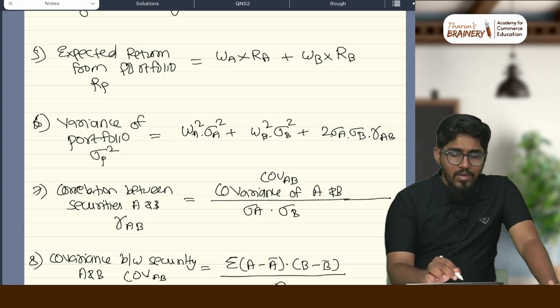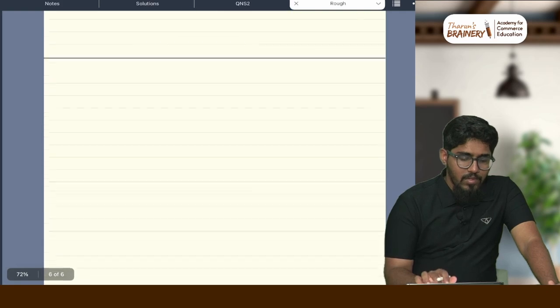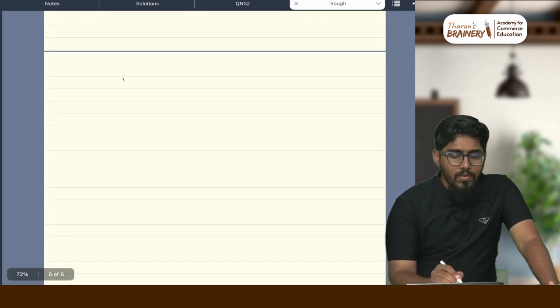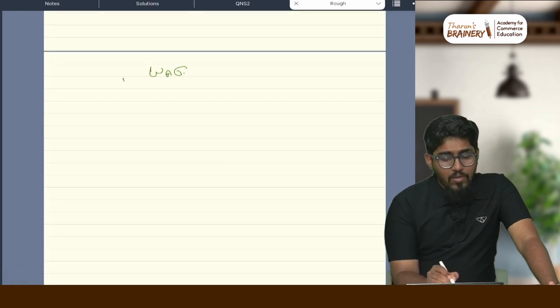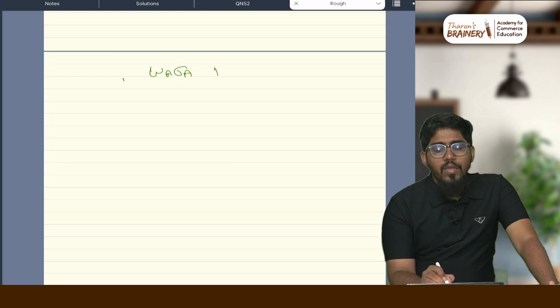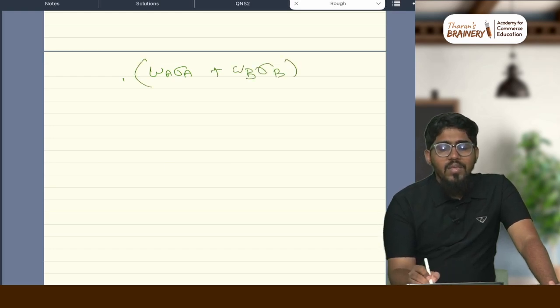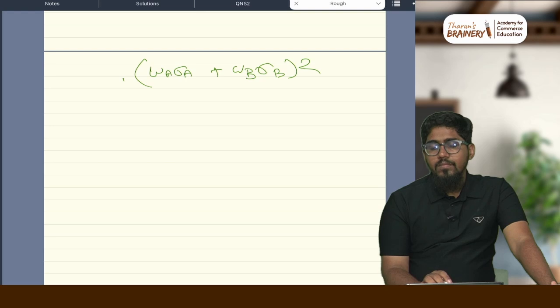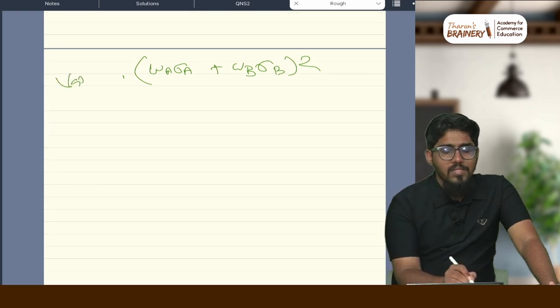So it is nothing but square: weight of A into standard deviation of A plus weight of B into standard deviation of B, whole square. Correct? Because that is the variance.